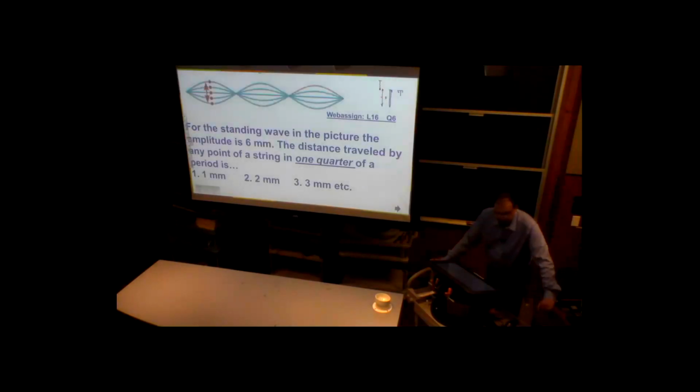6, which is absolutely correct. We just count. So again, how many quarters in a period? 4. Exactly. So we count 1 quarter, and this is the distance traveled in 1 quarter, and that's exactly what we call amplitude. So if I ask you, what will be the distance traveled by this point, the antinode, in 1 period, what should you say?